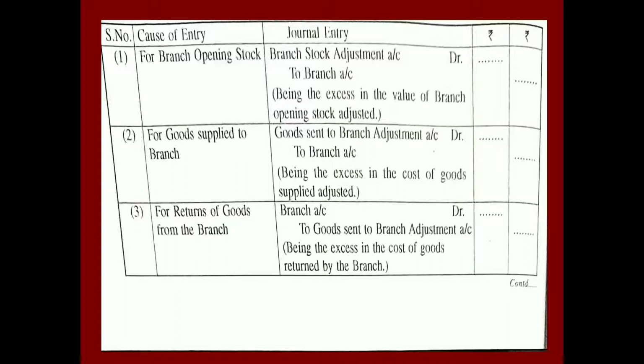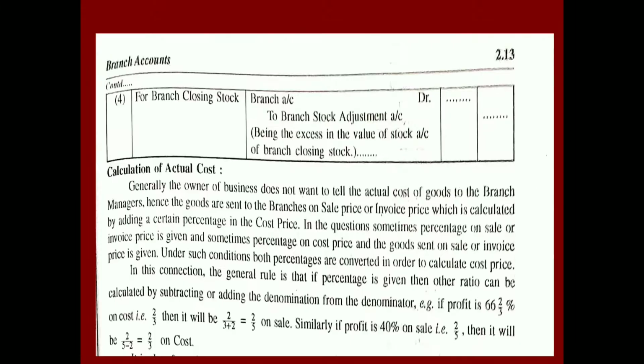Third, for return of goods from the branch: Goods Sent to Branch Adjustment Account Dr., being the excess in the cost of goods returned by the branch. And last, for branch closing stock: Branch Account Dr. to Branch Stock Adjustment, being the excess in the value of stock of branch closing stock. Four entries are made.